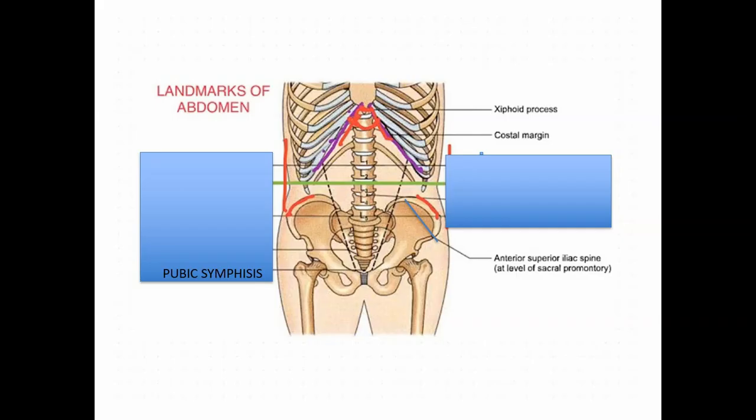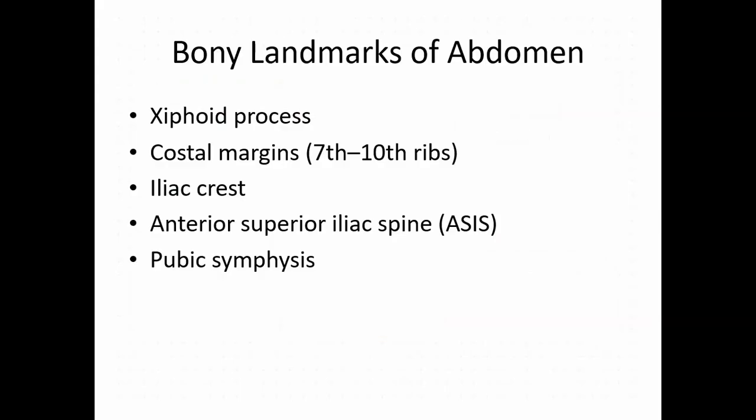As one of our learning objectives is the abdominal regions, you can see these imaginary lines at the transpyloric plane and the transtubercle plane. These we are going to discuss later when we discuss the regions. So the bony landmarks of the abdomen are the xiphoid process, costal margins, iliac crest, anterior superior iliac spine and the pubic symphysis.